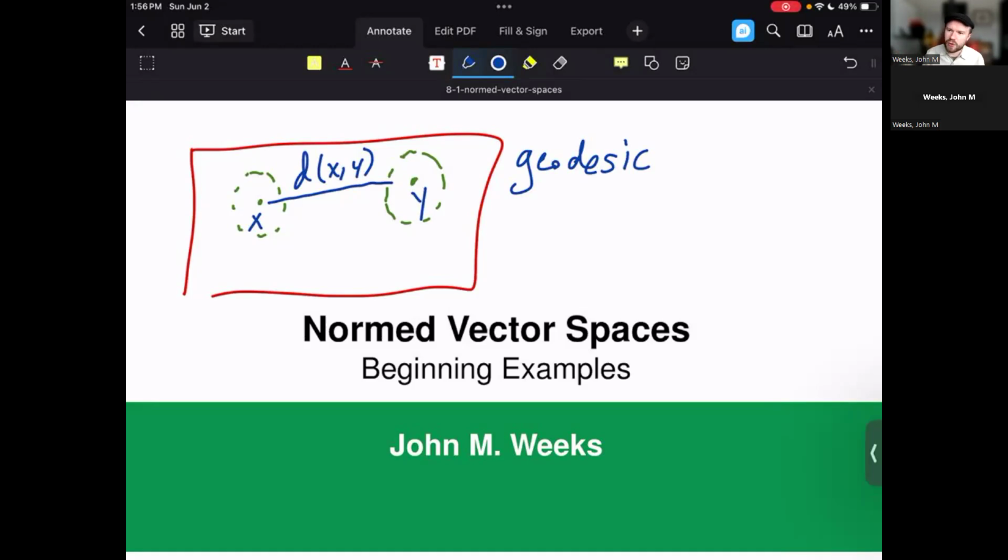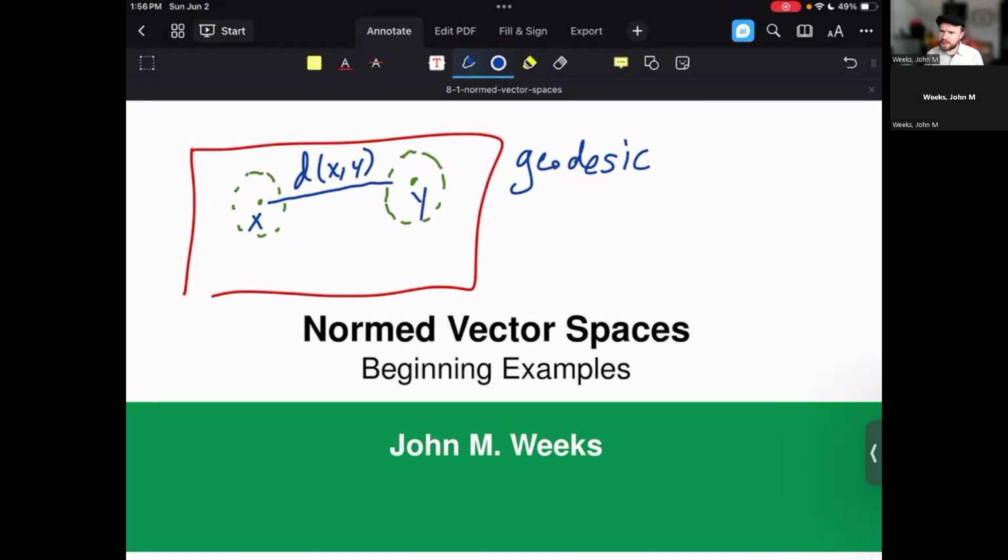Now, I may not be able to graph it for you on this paper, but you can imagine that there does exist some sort of segment that connects us from one point to another, and I can tell you what that length is. It's just the distance between those 2 points.